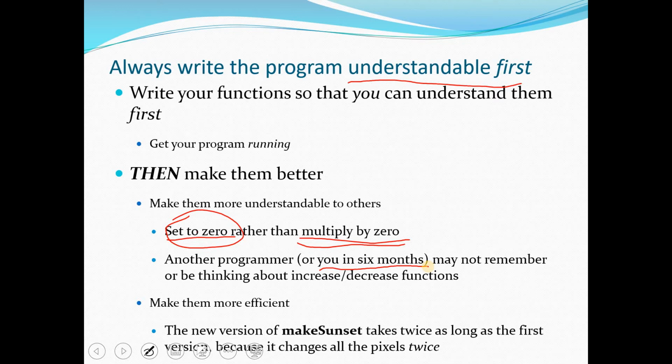So another programmer may not remember or have an idea why you are thinking to increase or decrease in the function. If you want to make the blue color 0, directly do it. And always write programs that are efficient, doing things in a smart way. Don't waste resources.